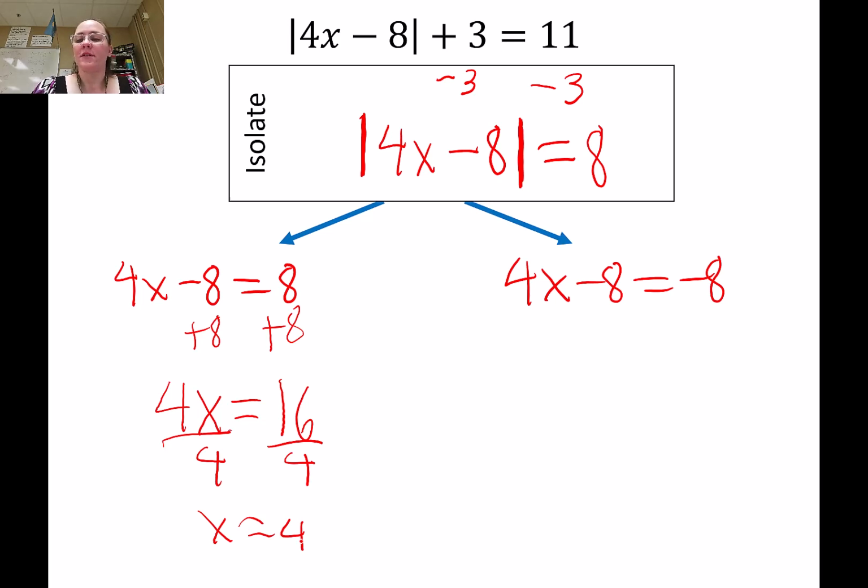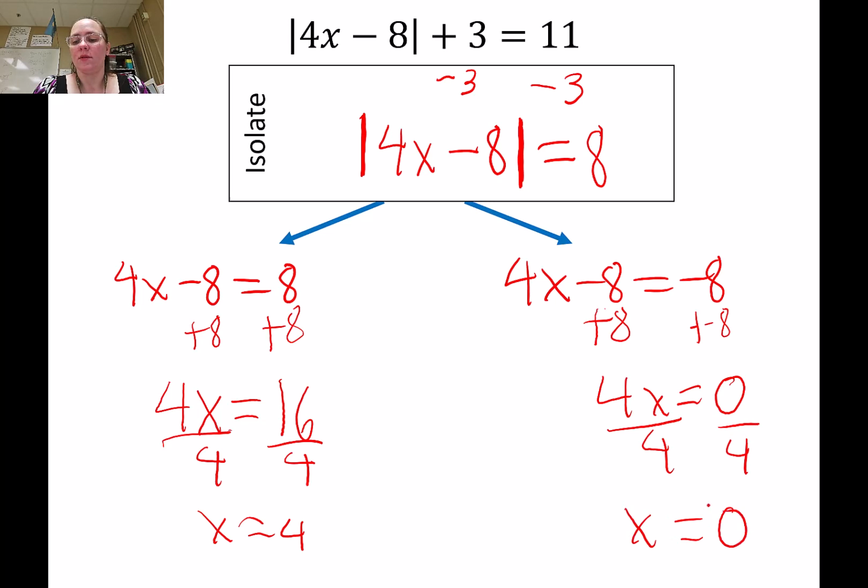Okay, so there's our first answer. Going to work the same steps on the second one. Add 8 to both sides. I get 4x is equal to, well, negative 8 plus 8 is 0. Divide by 4, and I get x is equal to 0. So my solution set here is 0 and 4.